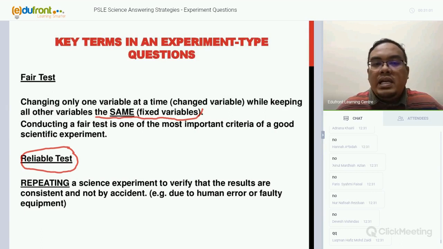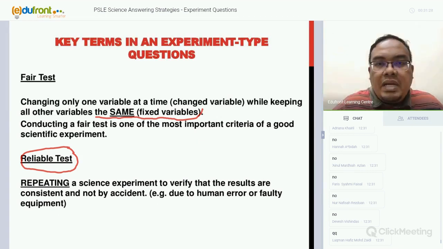So how to ensure the results are reliable? You repeat the experiment. The exact experiment, you repeat several times. At your level, you can repeat 3 times. When you're conducting an experiment in the lab, in the classroom, you just conduct the experiment 3 times to ensure that the results are reliable. And after 3 experiments, you can take the average result and use the average result.